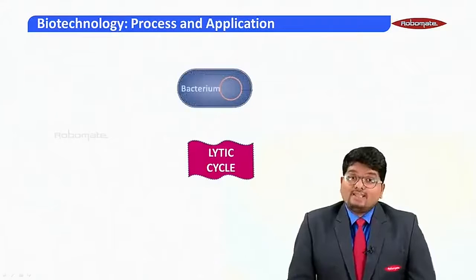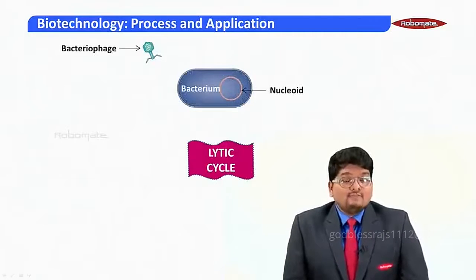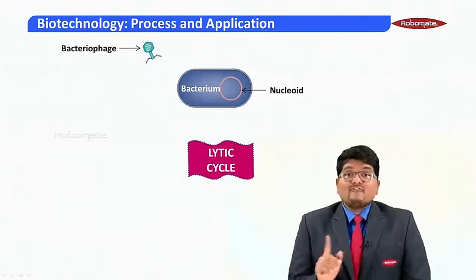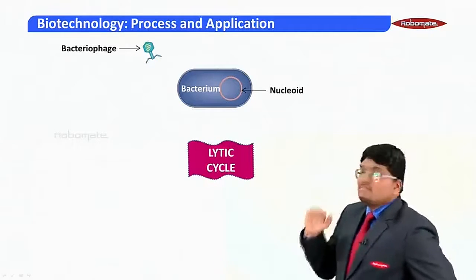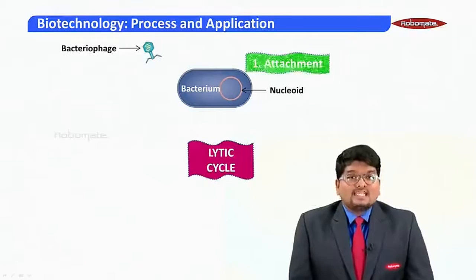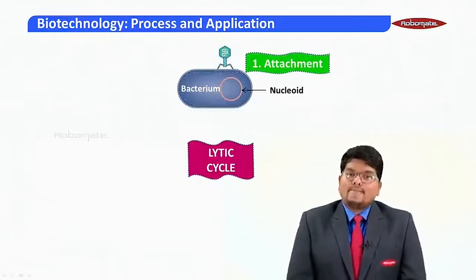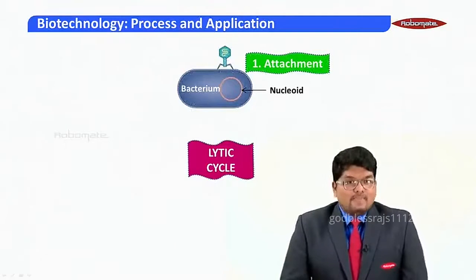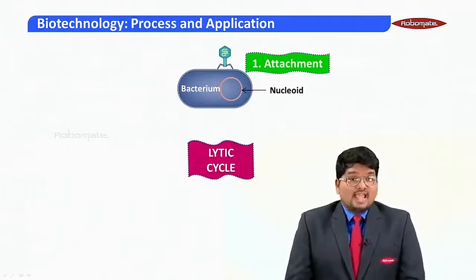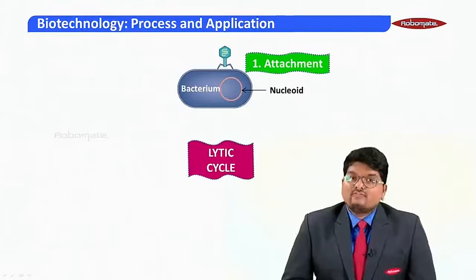So here I have a bacterium which shows me its nucleoid, and here I have a bacteriophage. Now this bacteriophage is going to attach onto the surface of the bacterium, that is the cell membrane of the bacterium. So the first step in lytic cycle is attachment. And attachment of what? Attachment of bacteriophage onto the bacterial cell. And this is dependent on random encounters with the correct receptors. And once attached, this bacteriophage cannot move because the attachment is very specific.